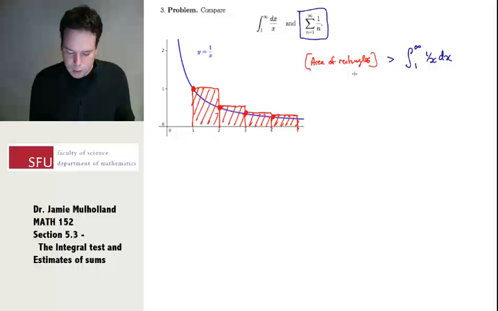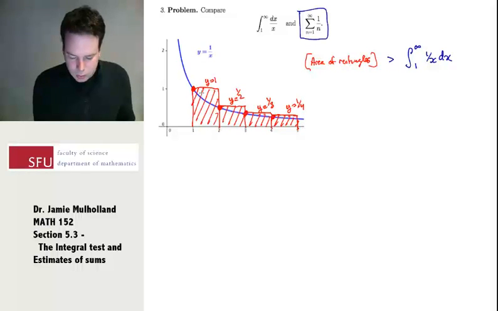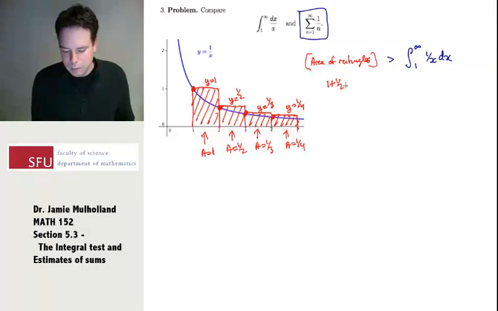Okay, and what are the areas of the rectangles? Well, the heights here, this was y equals 1, the height here was y equals 1/2, y equals 1/3, y equals 1/4. And so the areas of our rectangles are given by 1, 1/2, 1/3, 1/4, and so on. So this is 1 plus a half plus a third plus a quarter plus dot dot dot.